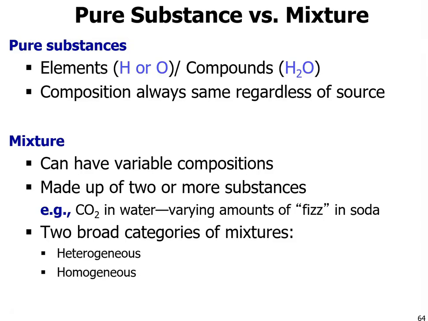You can have different pure substances as elemental compounds or molecular compounds, and we're going to talk about that, as long as the composition is always the same regardless of the source. This is an important part of it: does it matter if it's water that came from dinosaur pee or it's water from rain?